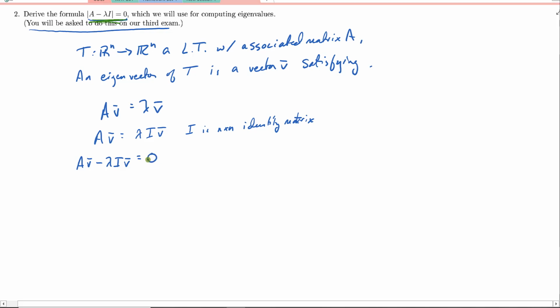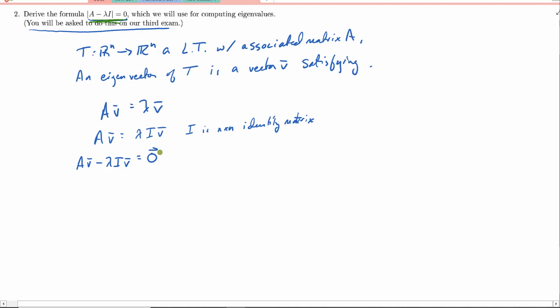Now careful, what object is this 0 over here? This isn't the number 0. Here we've got an n by n matrix times an n by 1 vector, right? And here we've got a scalar times an n by n matrix times n by 1 vector. So what type of object do we have on the left-hand side? We've got an n by 1 vector. And so what 0 do I mean over here? I mean the 0 vector in space. So careful with that. Here I am talking about the 0 vector.